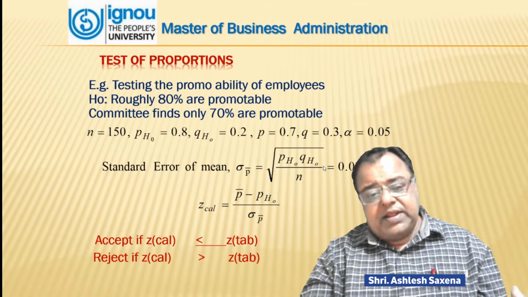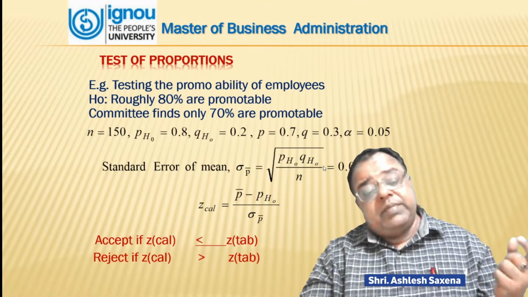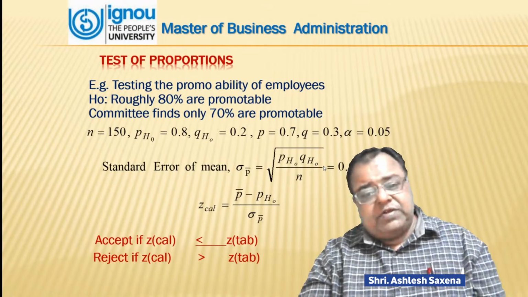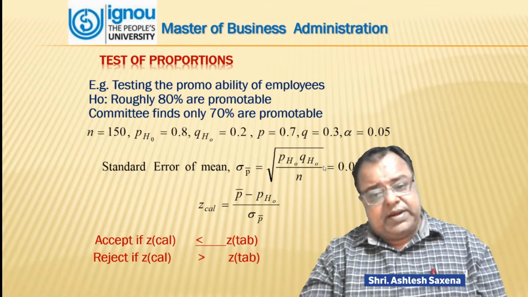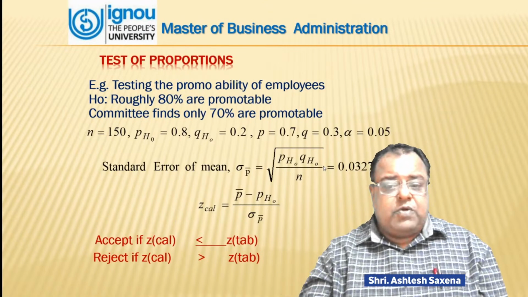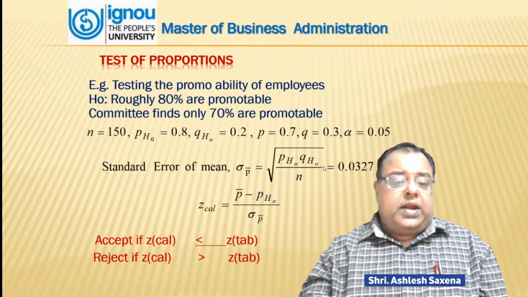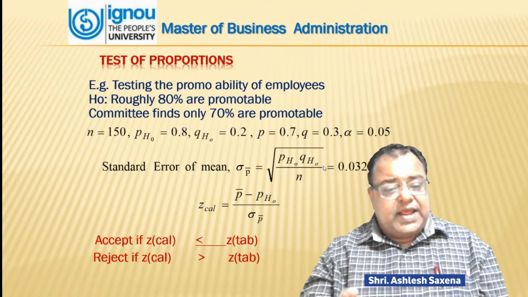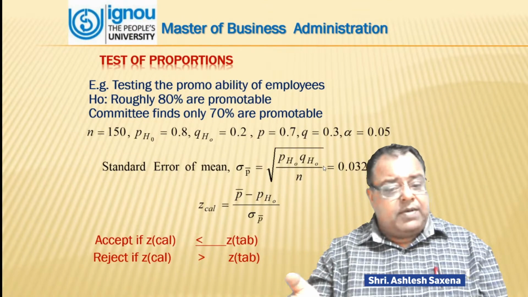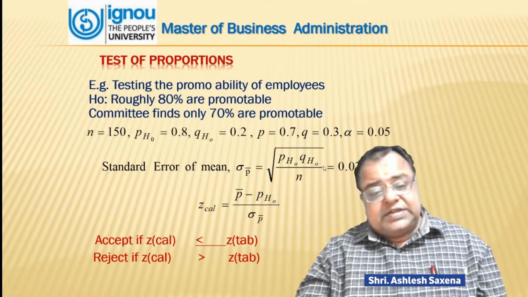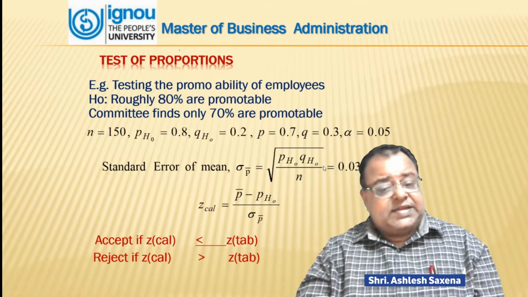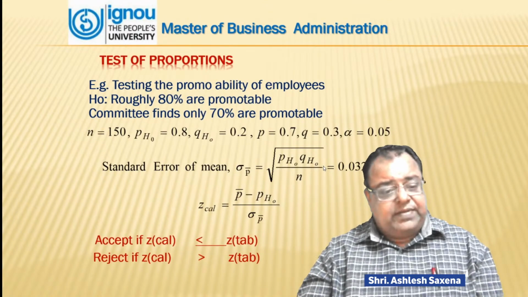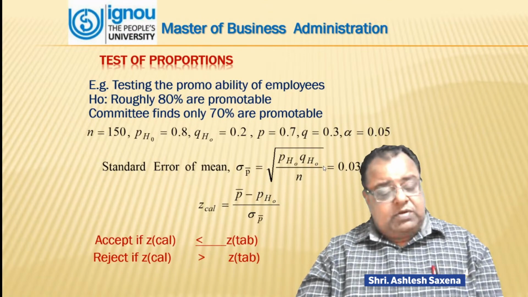We will calculate the standard error for the proportion. In that case, we use the square root of pq upon n, and we get the value 0.0327. Now we move on to the Z calculated value. For the Z calculated value, we have to find p bar minus p0 upon sigma p bar. If the Z calculated value is less than the Z tabulated value, we accept it. And if the Z calculated value is greater than the Z tabulated value, we reject it.